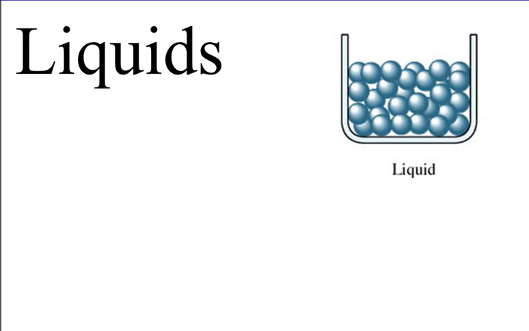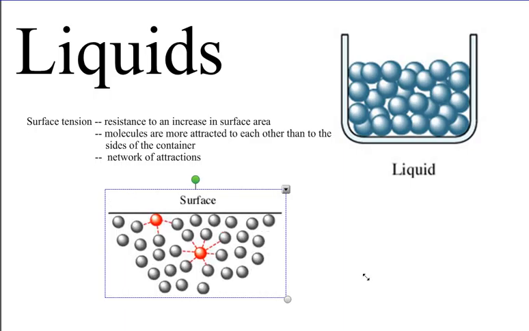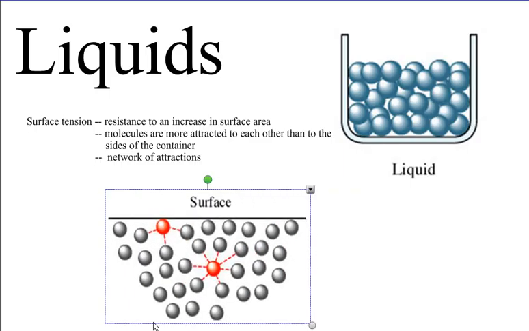The strong intermolecular forces of a liquid is a network of attractions, and the stronger those intermolecular forces, the larger the network, the stronger three properties of a liquid will be. The first property of a liquid is its surface tension. Surface tension is a resistance to increased surface area.